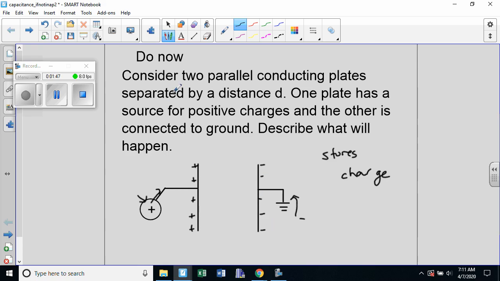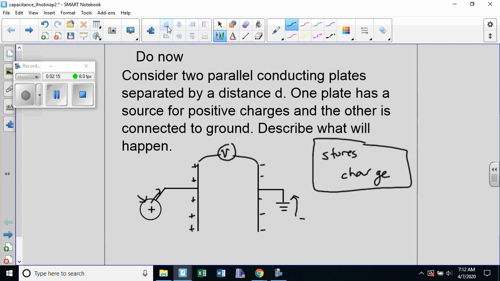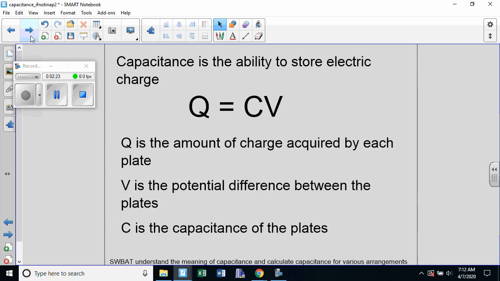Okay, so what we have now is a voltage across these parallel plates because of the attraction between the positives and the negatives, and we have something that looks similar to a battery, an accumulation of positive charges on one side and an accumulation of negative charges on the other side. And this is what we call a capacitor. This is storing charges on parallel plates. Okay, so what I'd like to do is look at how we can increase the capacitance. How can we make a capacitor better at storing charge?